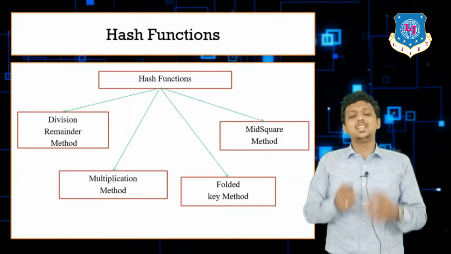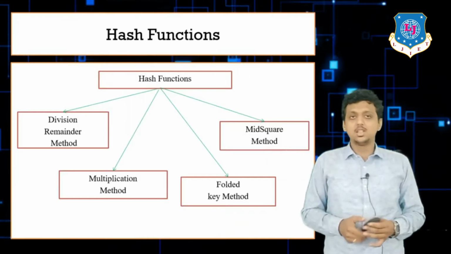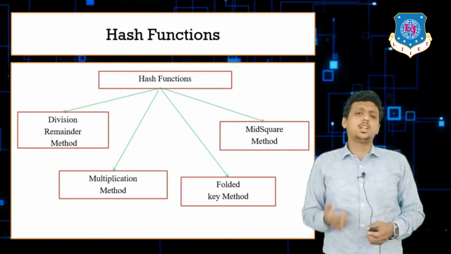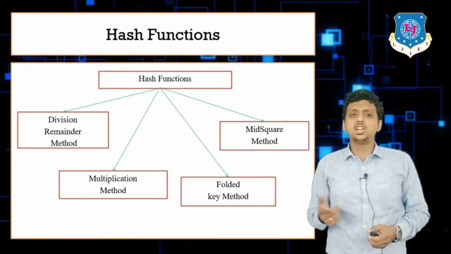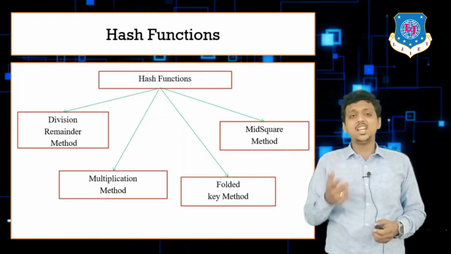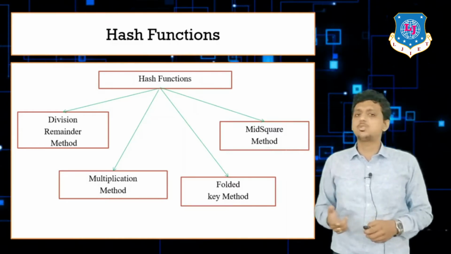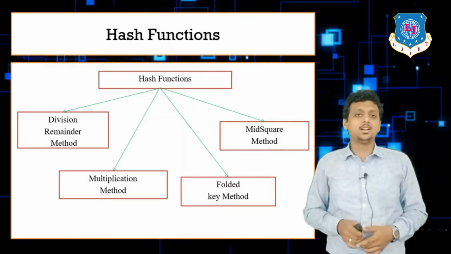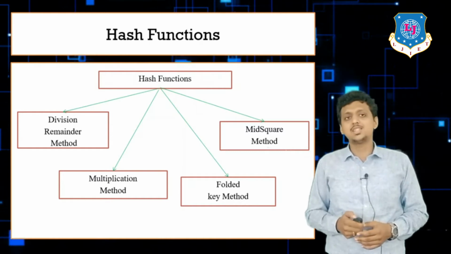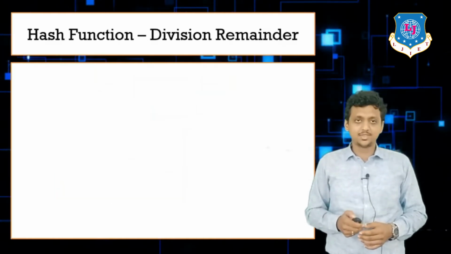Now let's see the types of hash functions. Here are the basic types of hash functions. The first method that you need to learn is the division remainder method. Then we'll see the multiplication method, then the folded key method, and the last one is the mid square method. So let's start with the first hash function, known as the division remainder method.